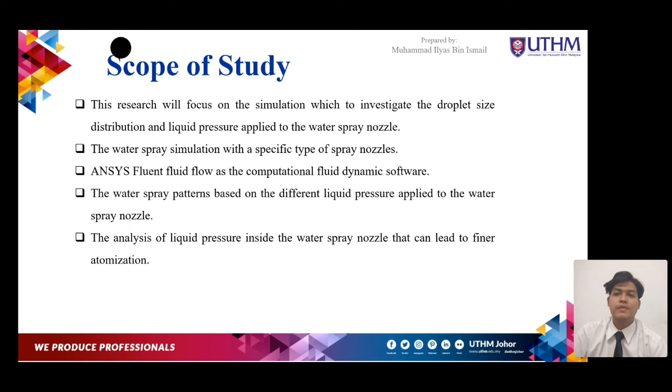low impact. And since Fluent is the CFD software that I use, the water spray pattern is based on the different liquid pressures applied to the water spray nozzles. And lastly, the analysis of liquid pressure inside the water spray nozzle that can lead to final atomization.